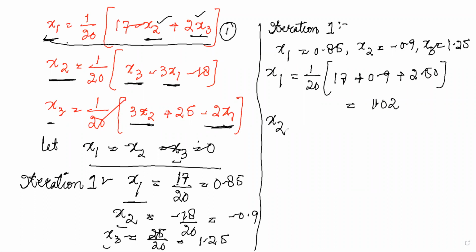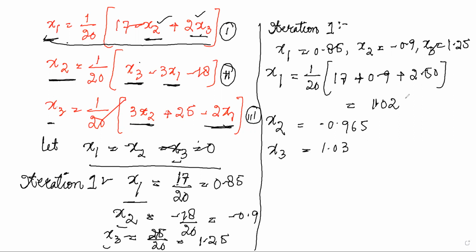Now find the value of x2. How do we find the value of x2? We find x2 with the help of equation 2. In equation 2, substitute x3 equal to 1.25 and x1 equal to 0.85, and obtain the value of x2. I will directly write that x2 will be equal to minus 0.965. In the same way, find the value of x3 from equation 3 by saying x2 is equal to minus 0.9 and x1 is equal to 0.85, and that will give x3 equal to 1.03.